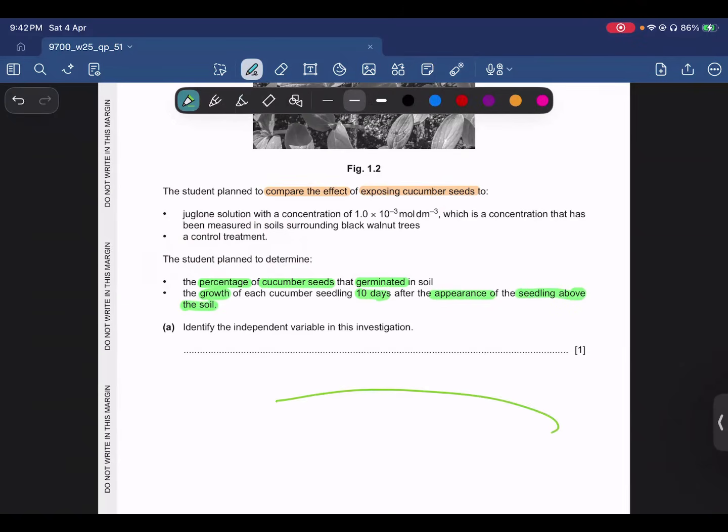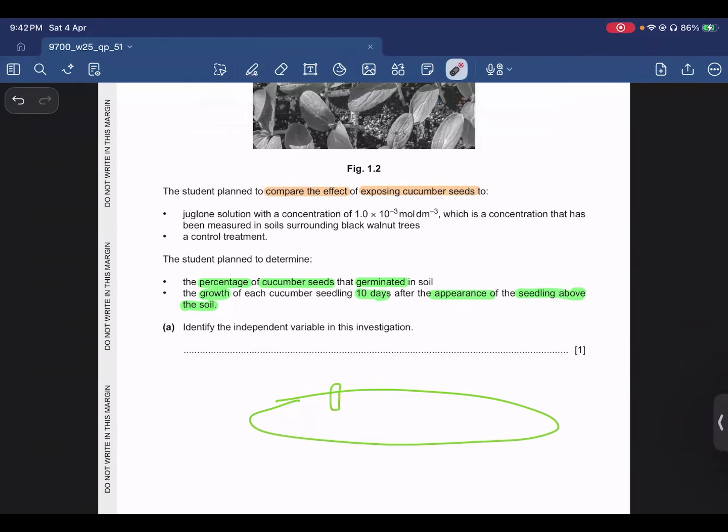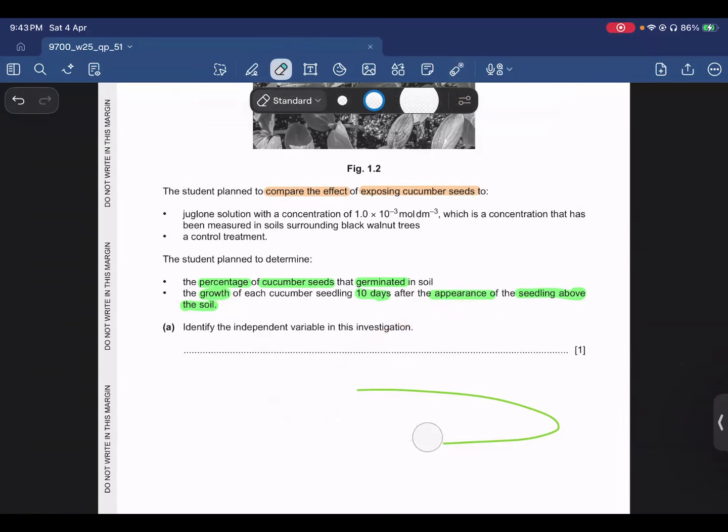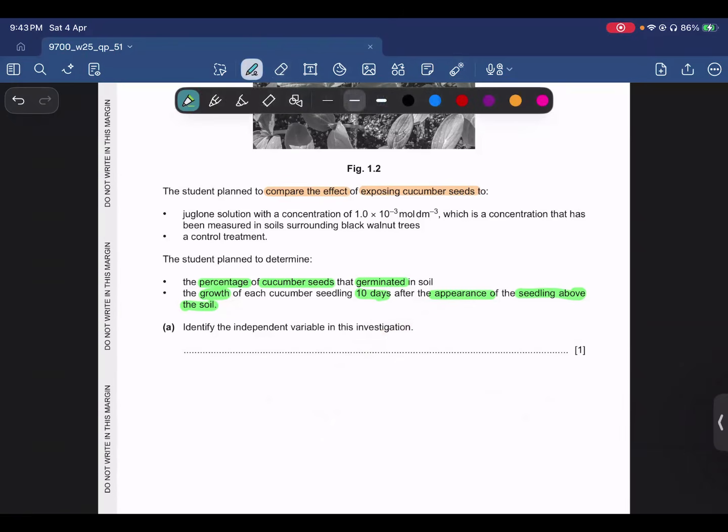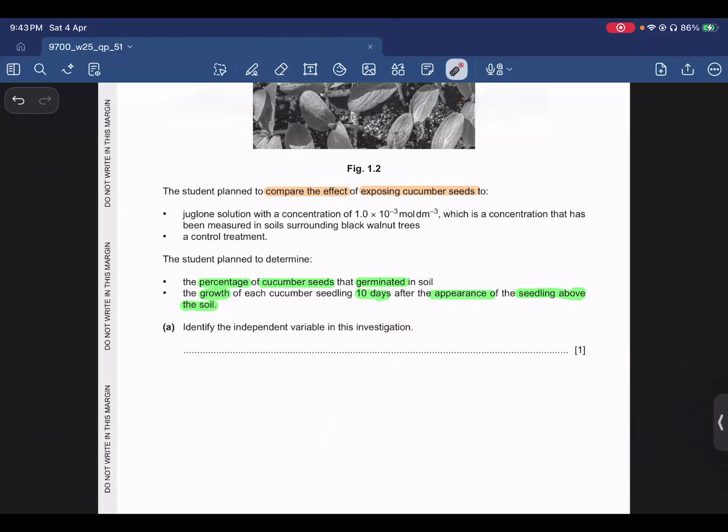मतलब कि, let's suppose this is your soil, right? अब इस सॉइल में से सीड तो उसके अंदर है, सीडलिंग वो तब बनेगा जब वो सॉइल के ऊपर अपियर होगा, right? तो सीडलिंग अपियर होने के 10 दिन बाद फिर हमने मेजर किया ग्रोथ कितनी थी. तो let's say अगर सीडलिंग अपियर हुआ 10th मई को, तो फिर 21st मई को उन्होंने ग्रोथ मेजर की. Could you tell me what's the independent variable in this investigation, the variable जो हम चेंज कर रहे हैं?